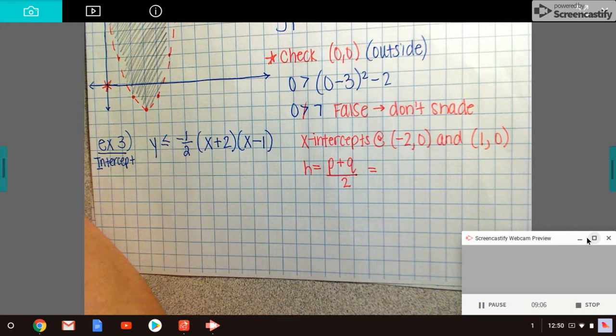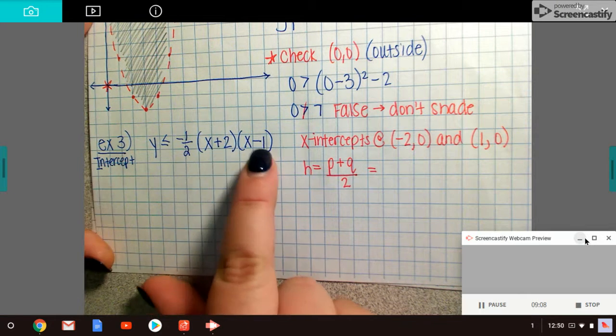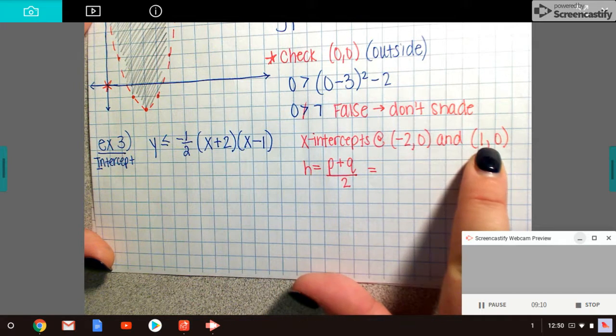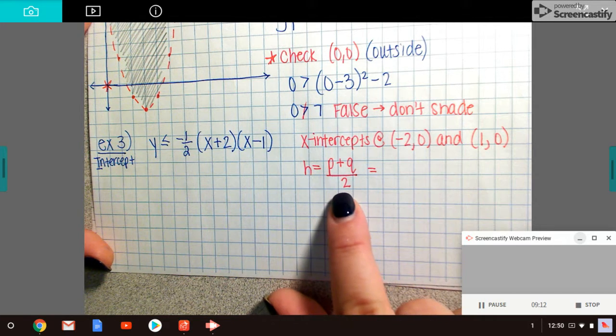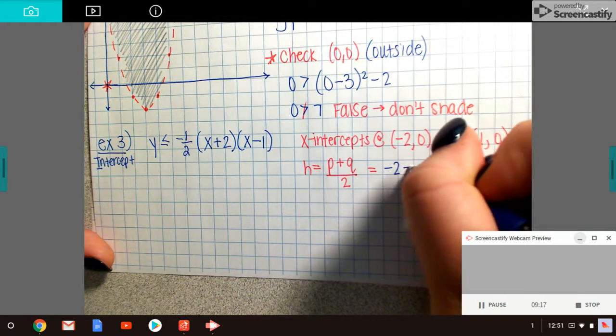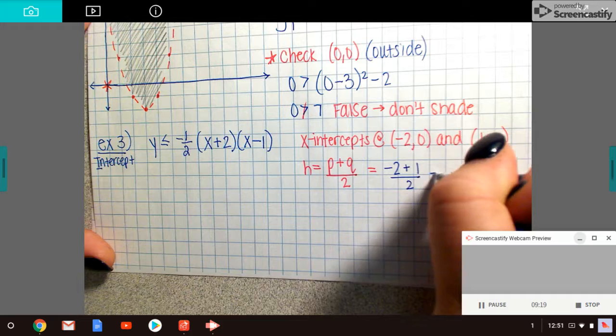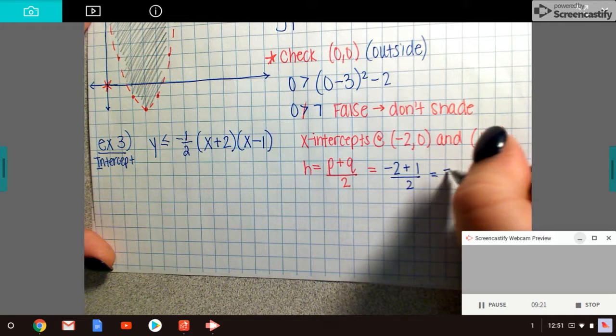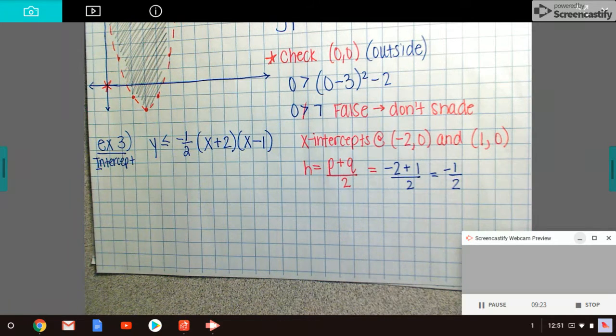So because I'm in intercept form, I'm able to grab both those intercepts at negative 2 and positive 1. Now let's go find our h by grabbing p plus q over 2. So that's negative 2 plus 1 over 2. Negative 2 plus 1 is negative 1. So I've got negative 1/2 for h. Go ahead and go find k.